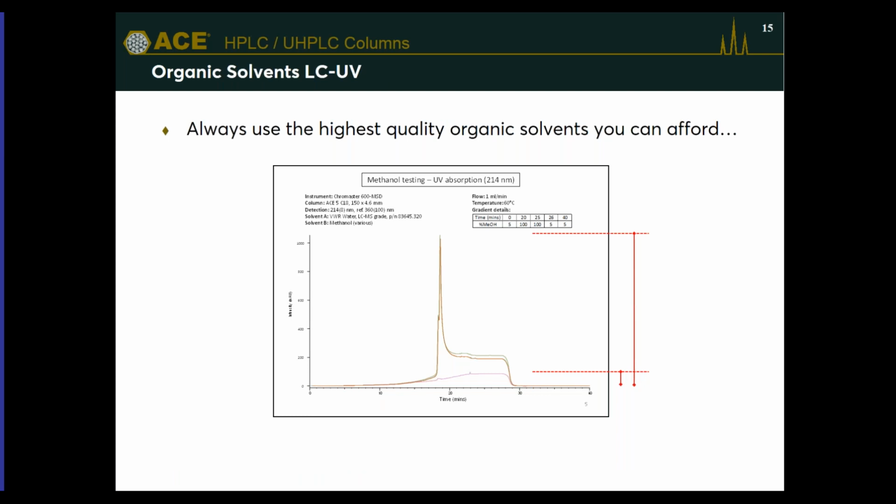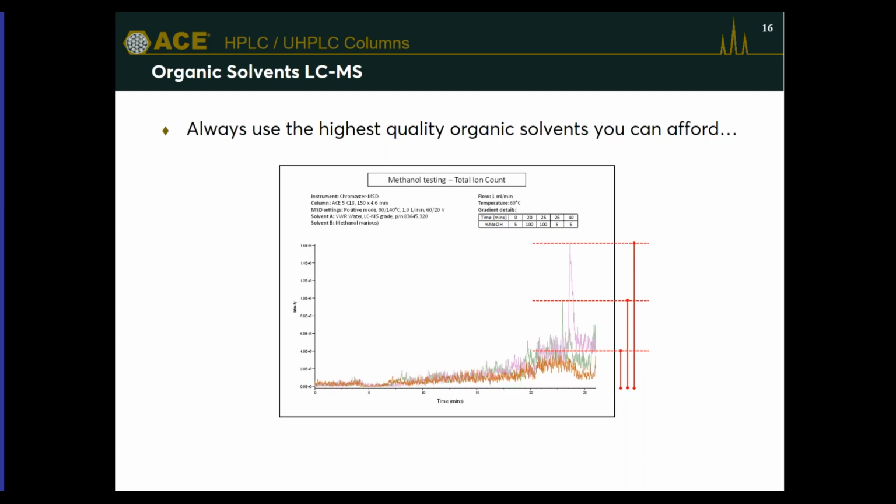For organic solvents, again, it's not unusual to see issues in gradient chromatography if you're using lower quality or lower grade solvents. And you can see here an LC UV trace for different grades of solvents. And we can see quite a difference, particularly as the solvent goes to higher % B in the chromatography. And also, this is especially important for gradient analysis and LCMS work. And here we can see again some solvent background interference from different grades of organic solvents. So if you can, use the highest quality. This is particularly important for UHPLC and LCMS type work.